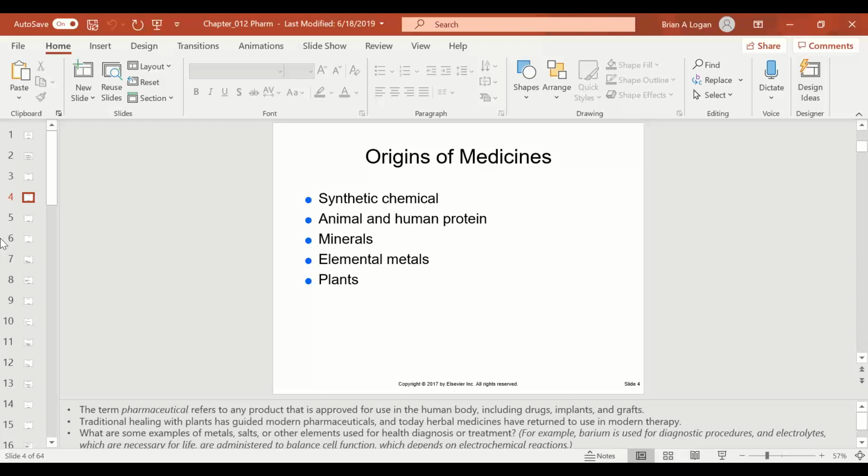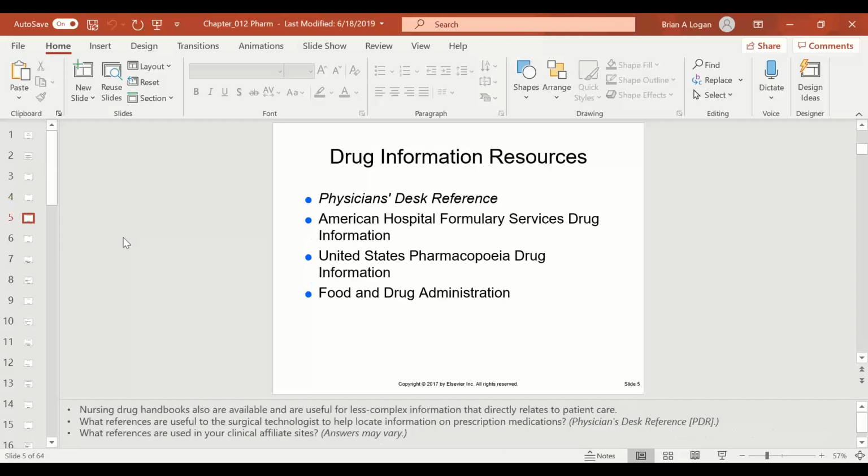Some of the origins are how medications are made, right? You can synthesize a chemical. You can derive them from human or animal proteins, minerals in the earth and elements, things like that. And then also from plants. A lot of our antibiotics come from plants. Some of the metals would be like salt that we use in the saline, barium. We use that in X-ray to be able to see structures and see the flow of fluids through tubes and intestines and things.